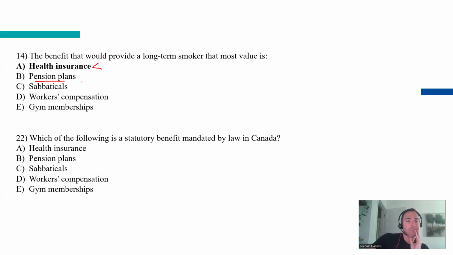Is it pension plans? No, pension plans are all about the idea of retirement. A pension plan is how much money you're going to receive from the plan upon retirement. So if you retire at 60 or 65, you're going to get a lump sum amount of money per month or per year until you die.